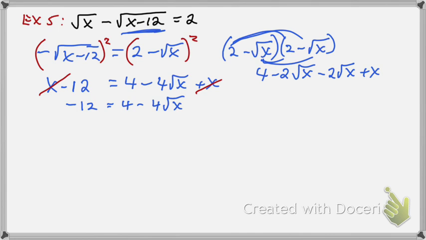Now I'm back to where I was in the other kind of problems. See, I've got to repeat my steps. I want to isolate the radical and then solve for that. So this just takes doing the whole process twice. So I want to move the 4 across. So I've got negative 16 equals minus 4 on the square root of x. Now there's a couple of ways we could do this.